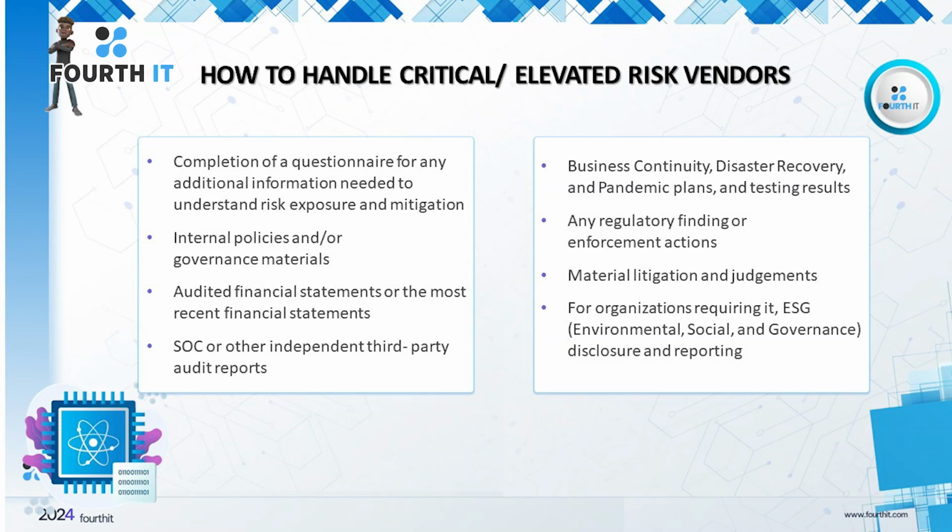Now, are there any regulatory findings or enforcement actions? Are there material litigations or judgments? Then we also have the environmental, social, and governance disclosure and reporting. That way, if something happens, we know the people that we need to inform, and we can find out from them what kind of regulatory requirements they also fall under. And this will help us know how to handle our critical and our elevated risk vendors.